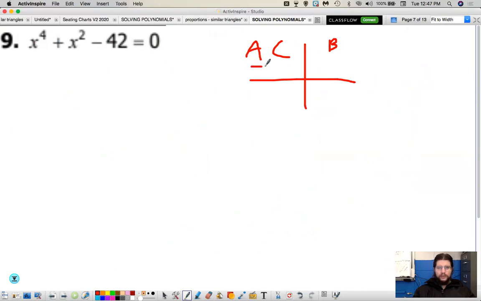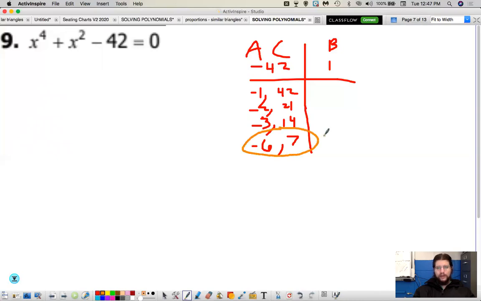One times negative 42, well, that's negative 42. B is 1. If you don't know your math facts, use your calculator and do 42 divided by 1. That's 1 and 42. It needs to be positive, so this one has to be negative. 2 and 21. Three and 14. 4 doesn't work. 5 doesn't work. 6 and 7. Oh, hey, look, there it is. And of course, if you do know your math facts, just write it immediately.